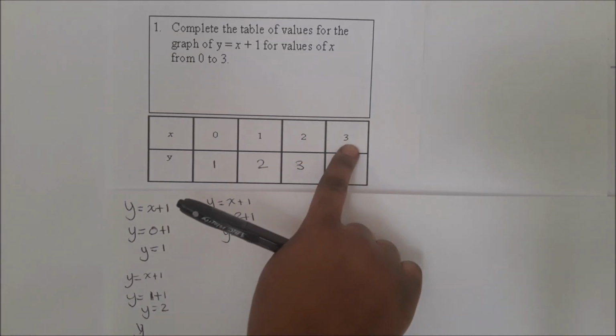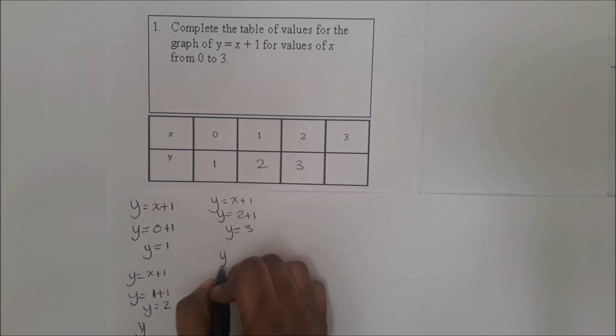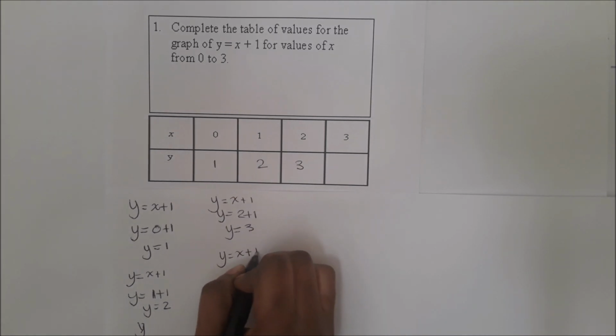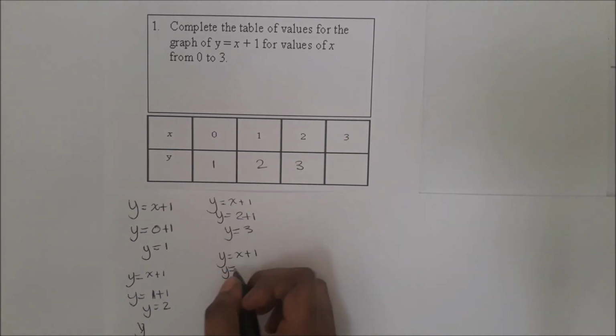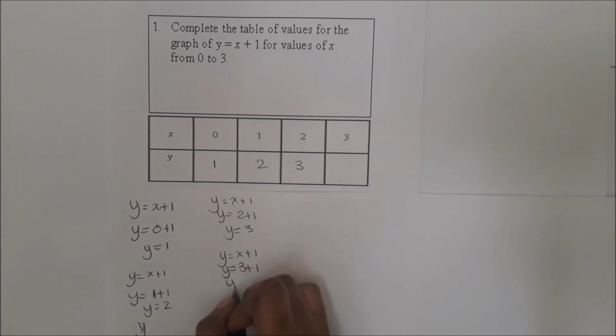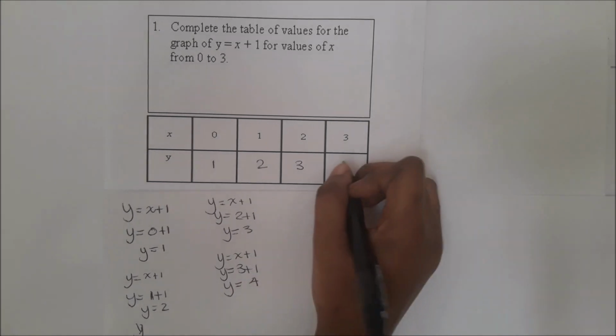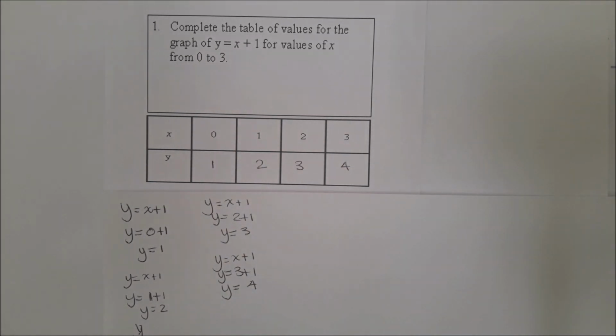Lastly, we'll use the number 3. We're going to write the equation y equals x plus 1. Y equals, we're going to plug in 3 for x. 3 plus 1. So y will be equal to 4. That will be our final answer. Excellent.